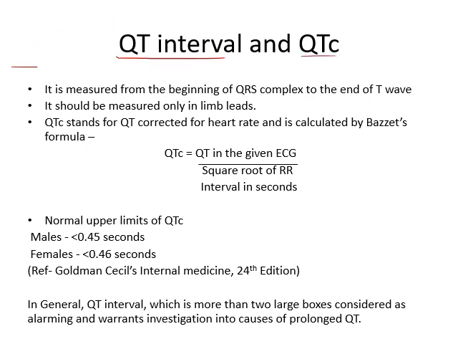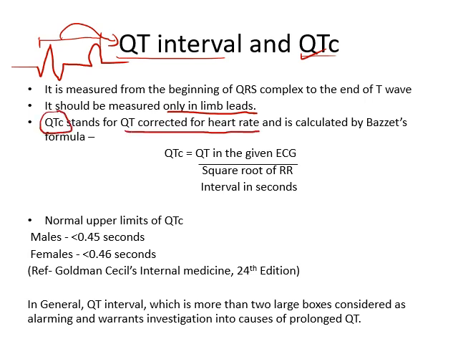First of all, QT interval is measured from the beginning of QRS complex to the end of T wave. This is QT interval. Now it is measured only in limb leads. So if you are looking for QT interval prolongation, chest leads might not be the best place to see. Then I also want to introduce a concept of QTC, which is QT corrected for heart rate. That is calculated by Bazett's formula and is given as follows.